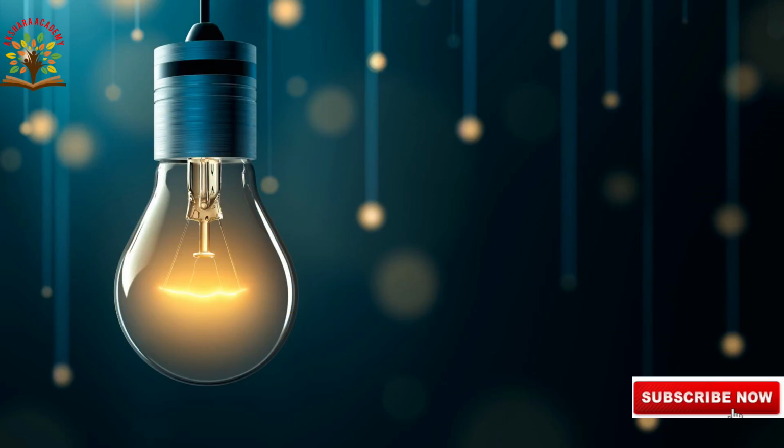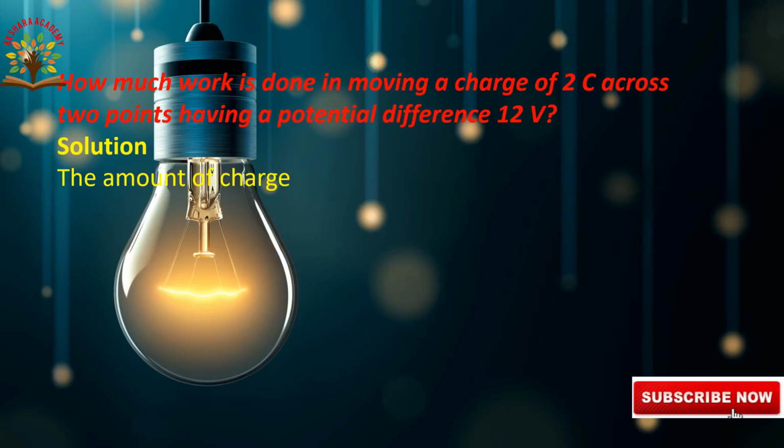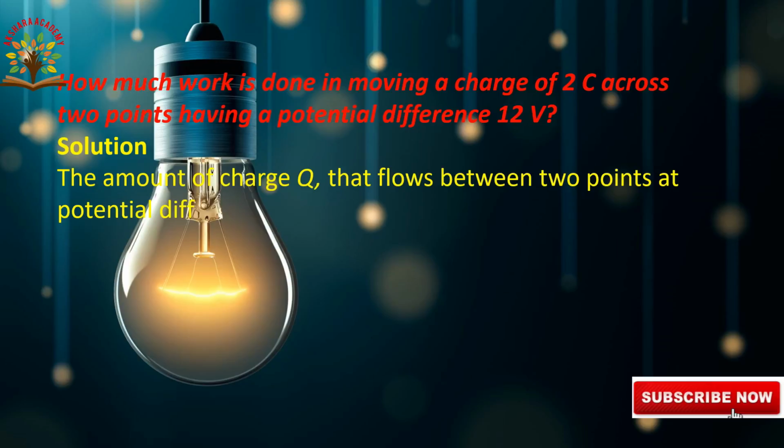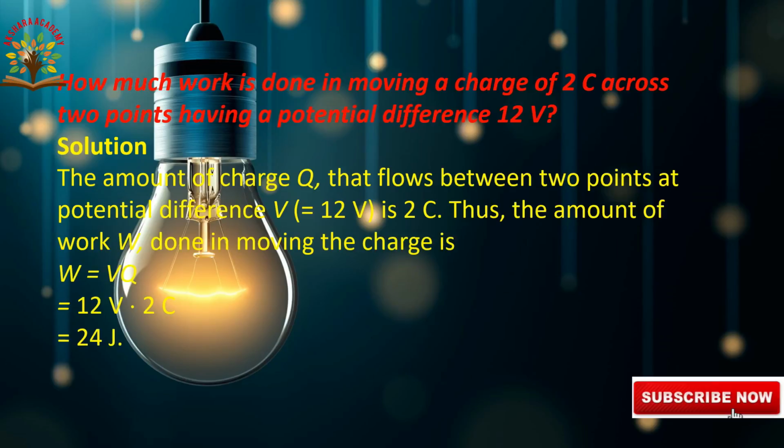Okay. Now let's go to the question problem. Let us go to that question. How much work is done in moving a charge of 2 coulombs across 2 points having a potential difference of 12 volts? Come to the solution. In this question, they are giving the charge of 2 coulombs and potential difference of 12 volts. We have to calculate work done.